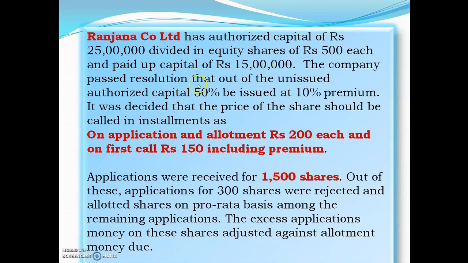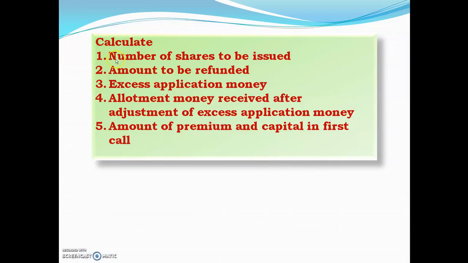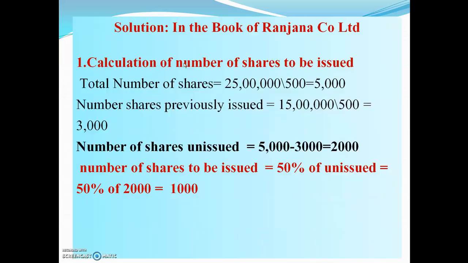See here, we have to do many working notes. The first working note is the number of shares to be issued. We have to find out how many shares are issued by the company. Second one is amount to be refunded. Third is excess application money. Fourth one is allotment money received after adjustment of excess application money, and the last one is the amount of premium and capital in first call. So let's start and solve the first one, that is number of shares to be issued.